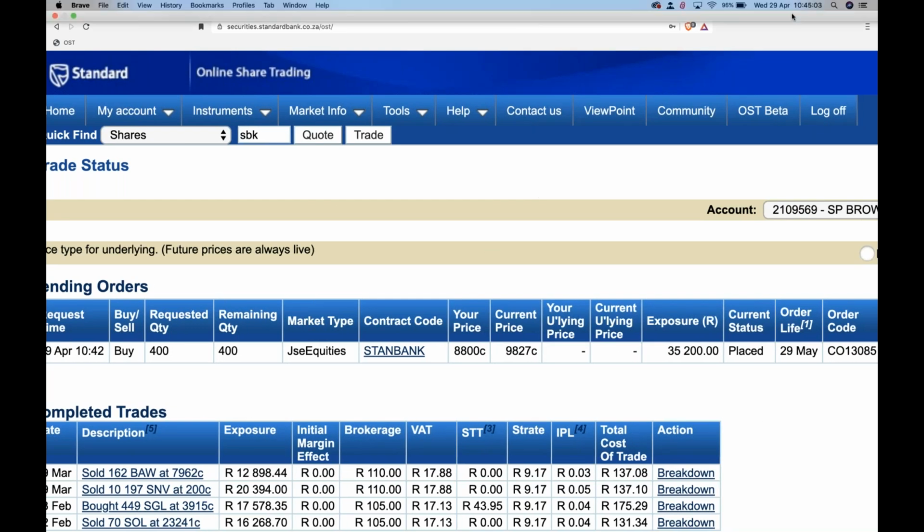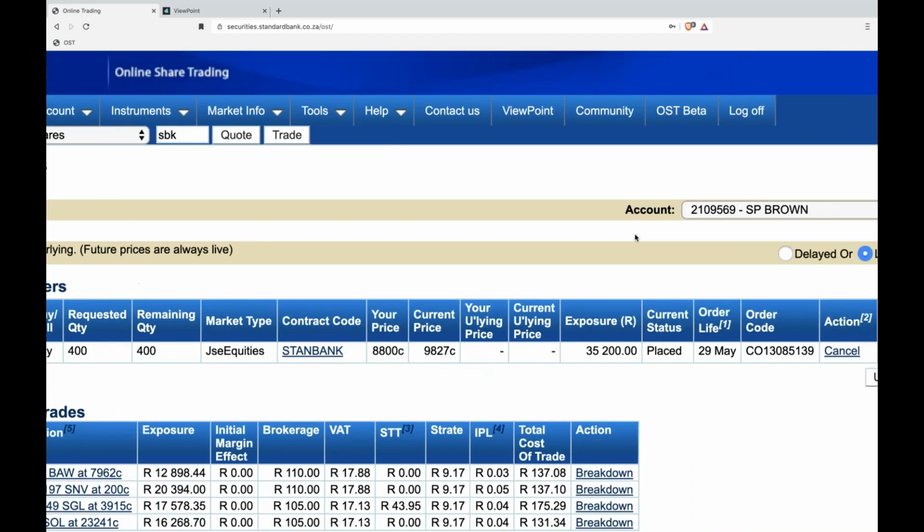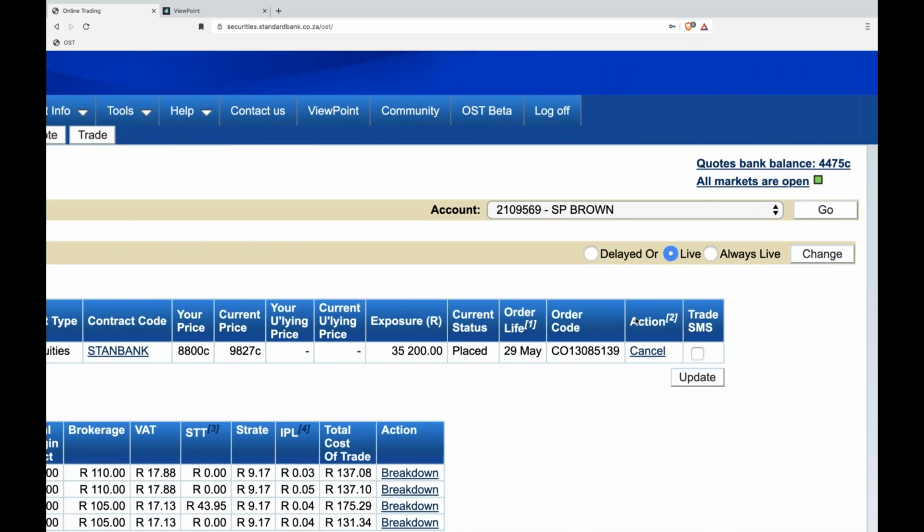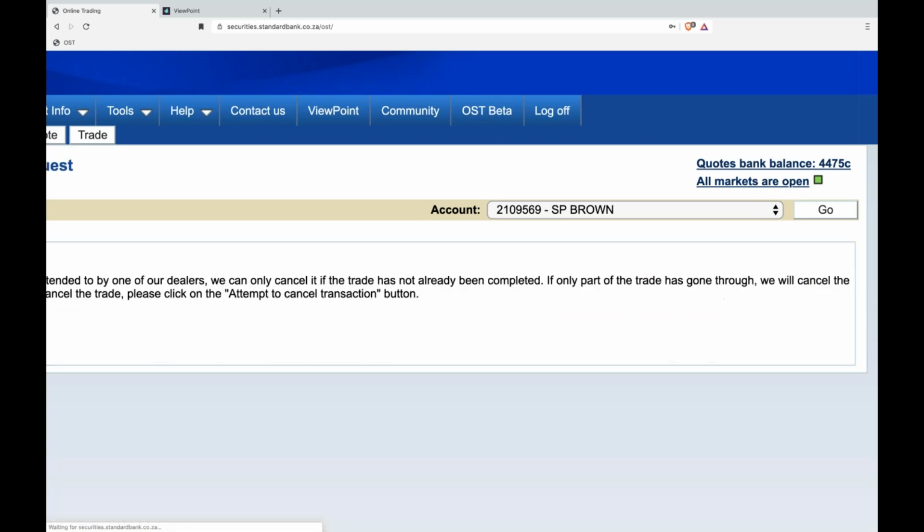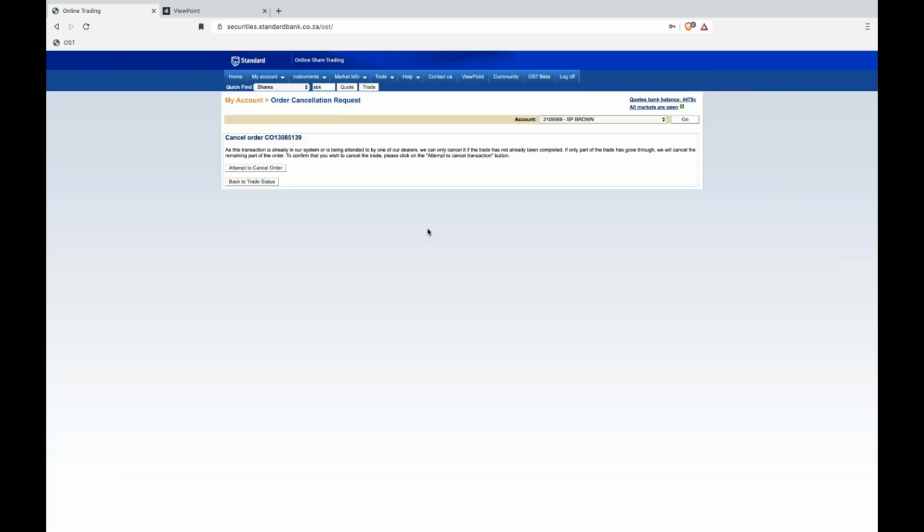What I can also do here is request to cancel the trade. So I can request a trade SMS because at this point I didn't request one. I can update that. What I can now do is say, changed my mind, I don't want the 400 Standard Banks. And what they do is they say they will attempt to cancel the trade. And the reason why it's an attempt is because maybe some of those shares have already traded between you saying cancel or before you even hit cancel and the order being processed. Truthfully, it takes seconds, but it could have happened.